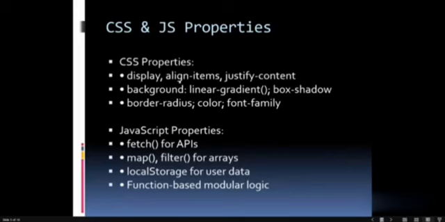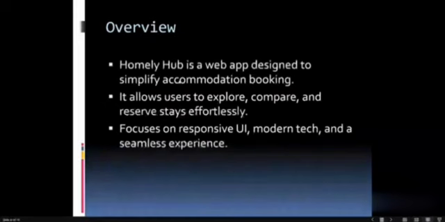Now, our next slide is the overview. HomelyHub is a complete accommodation booking web platform where users can search properties, view images and details, book stays securely, and manage their bookings. It's like a simpler version of Airbnb created with learning and functionality in mind. Every part of the system, from the design to the database, was developed by me.